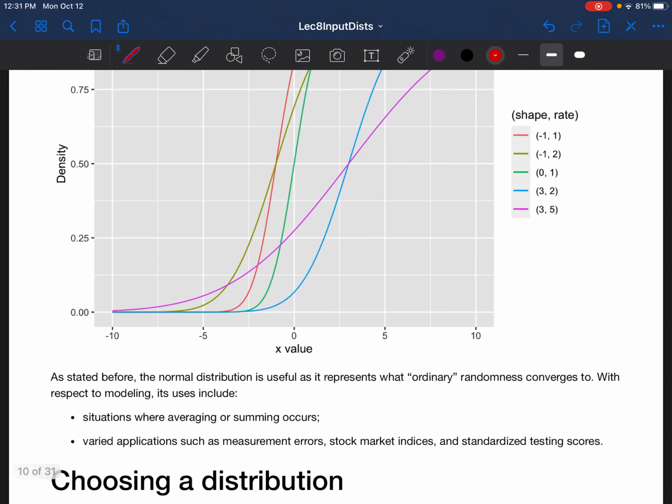Okay, so when do we use the normal distribution? We use it in situations where you're averaging or summing up many things. We use it for measurement errors, stock market indices, and even standardized test scores. Anytime you have a lot of samples, you can start to apply the central limit theorem.